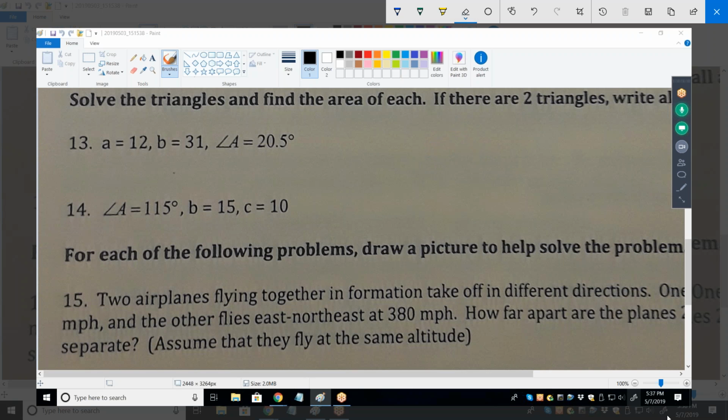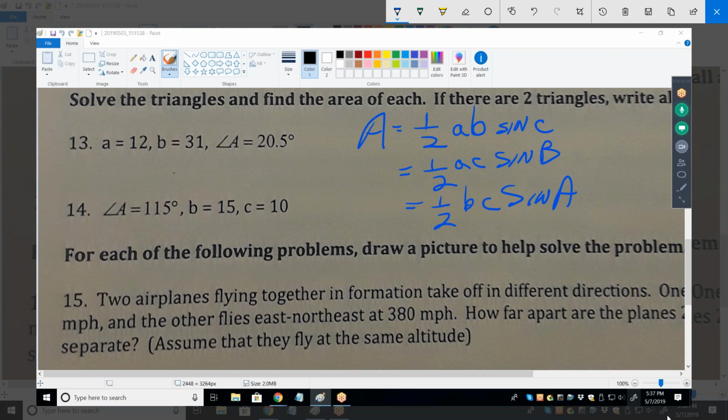Without these three equations that they give you, where the area of a triangle is equal to 1/2, one side times the other side. So you have that much of the normal formula, but it's also times the sine of C. And this can be written in a couple of different ways. You can write it like this, 1/2 AC times the sine of B, or you can write it 1/2 BC times the sine of A. All three answers have an A, B, and a C in it. Okay? So let's see if we can apply that to number 13.